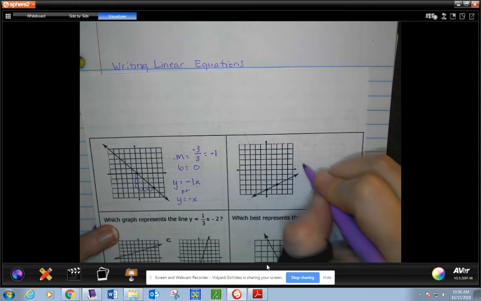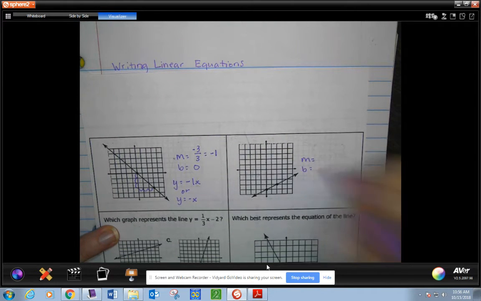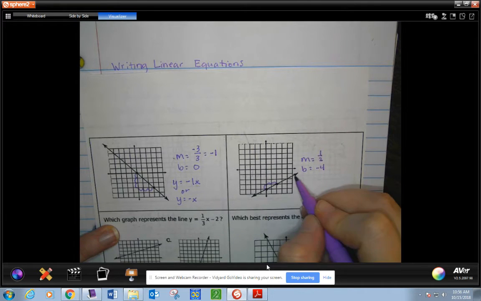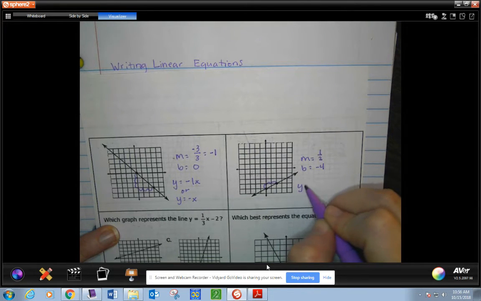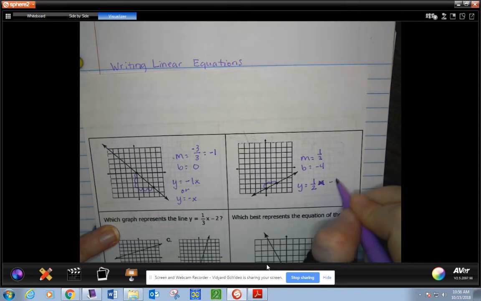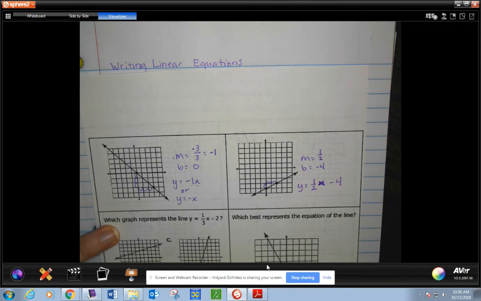Okay, the last one before multiple choice. My y-intercept is -4, and it takes me going up 1 and right 2. This is an uphill line, so positive slope. So I'm going to do y equals, plugging in my m, I have 1/2 x. And then -4 for my y-intercept.